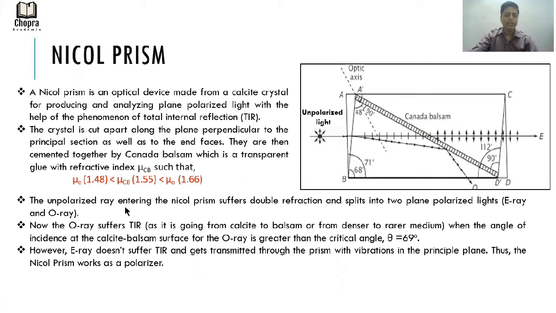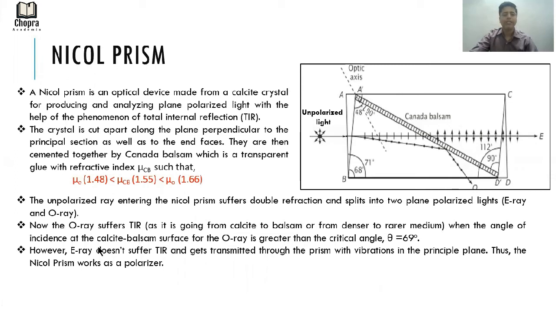In the diagram you can see the unpolarized ray entering the Nicol prism suffers double refraction and splits into two plane polarized lights, E ray and O ray. You see here, unpolarized light gets split in the calcite crystal. This is the E ray and this one is the O ray. Now the O ray suffers TIR as it is going from calcite to the balsam layer, that is, from the denser to the rarer medium. So that is where the TIR comes into the picture.